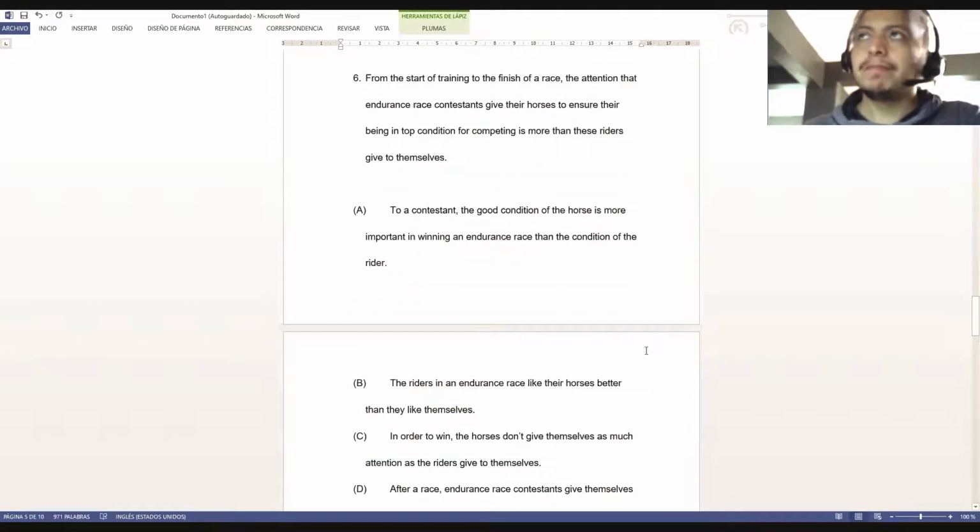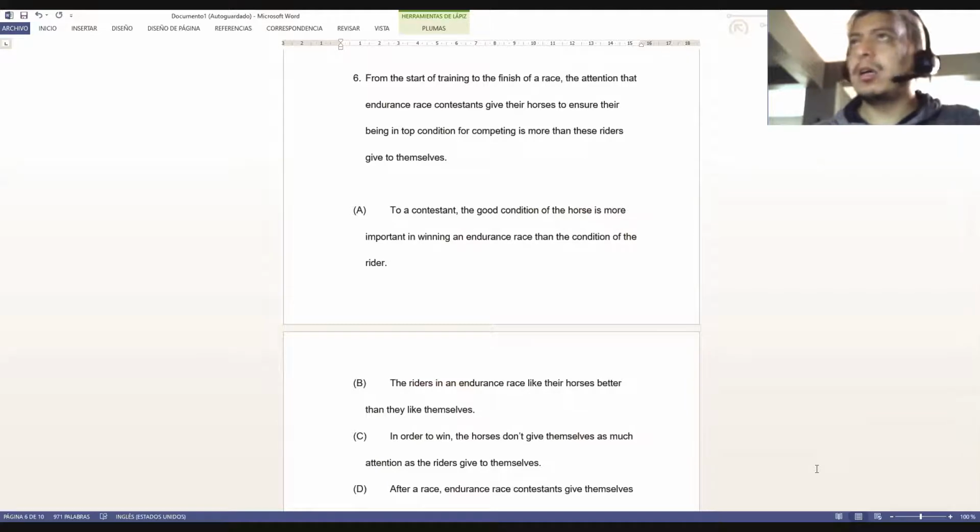Number 6. From the start of training to the finish of a race, the attention that endurance race contestants give their horses to ensure they're being in top condition for competing is more than these riders give to themselves. Okay, this is another long and confusing sentence.